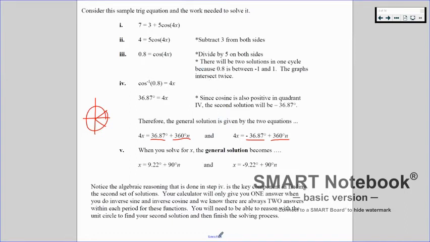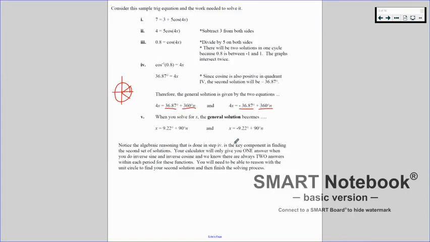So one of the key parts is finding that second set of solutions. Most students can do this part just fine. Where they run into mistakes is this part over here, finding that second one. The calculator is only going to give you one answer when you do the inverse sine or inverse cosine. We know that there are often going to be two answers within each period, and you'll need to be able to reason with the unit circle to find that second solution. So that's what we're going to work on for these solving examples today.